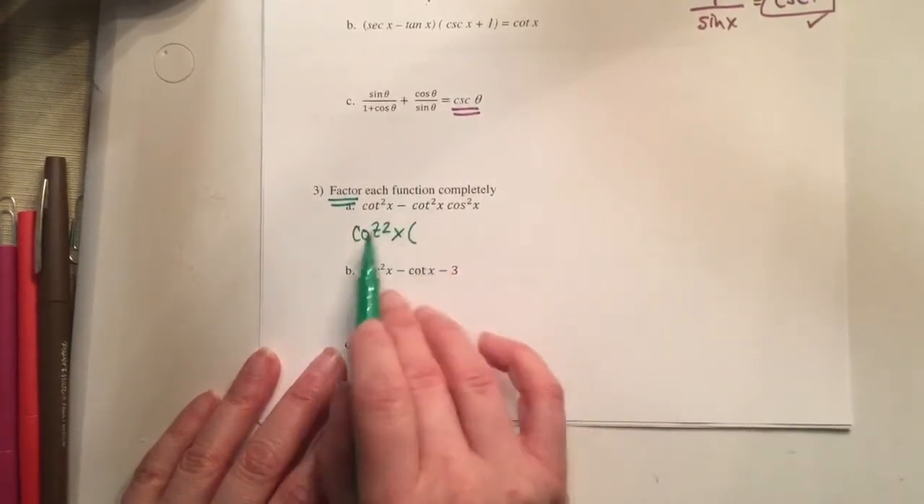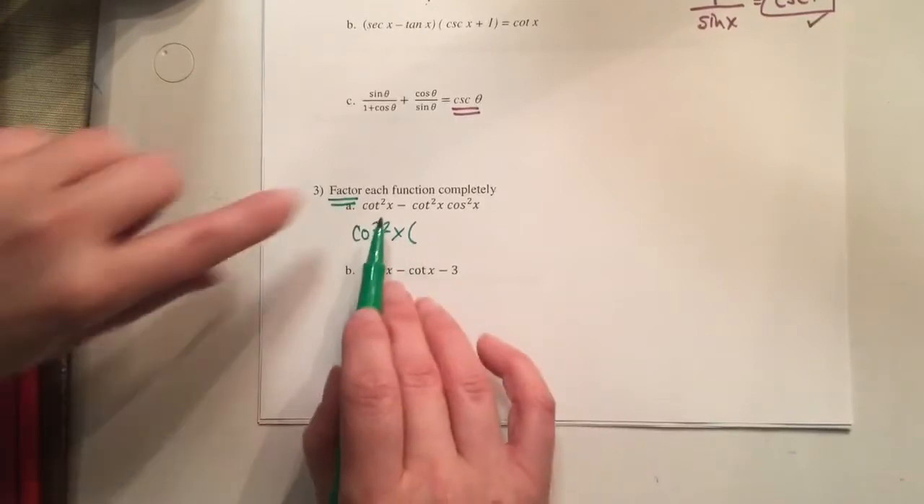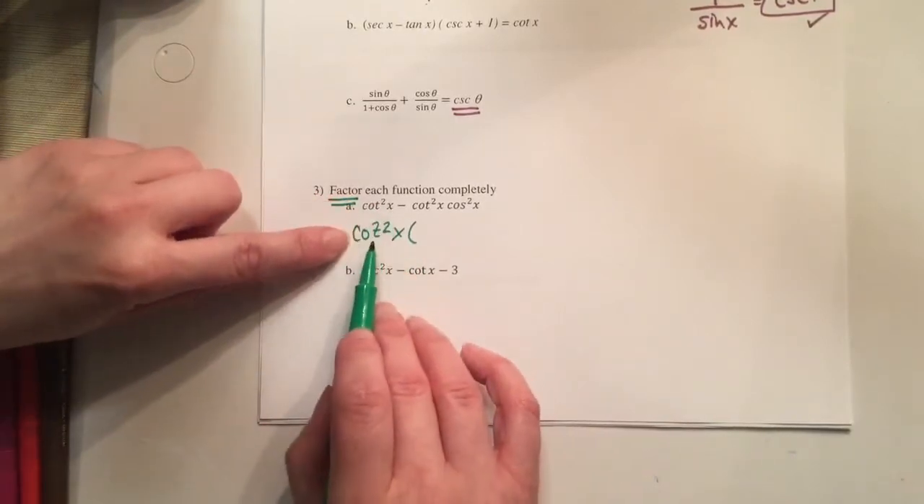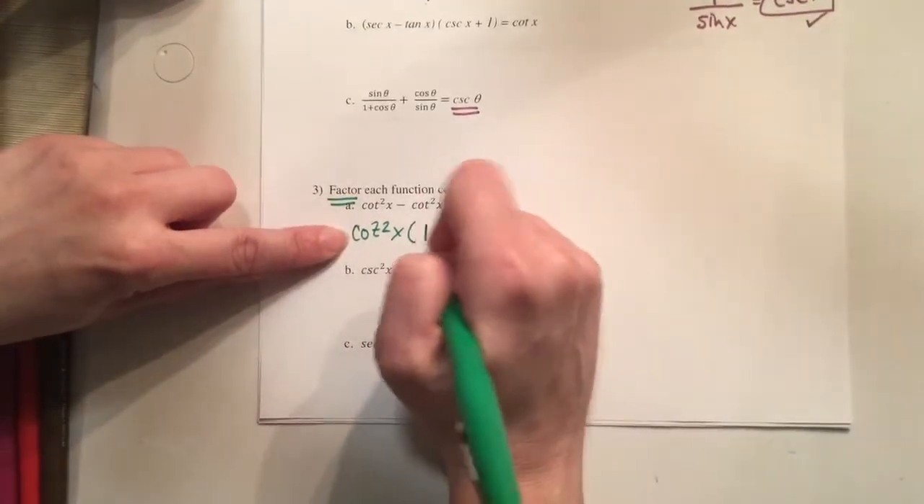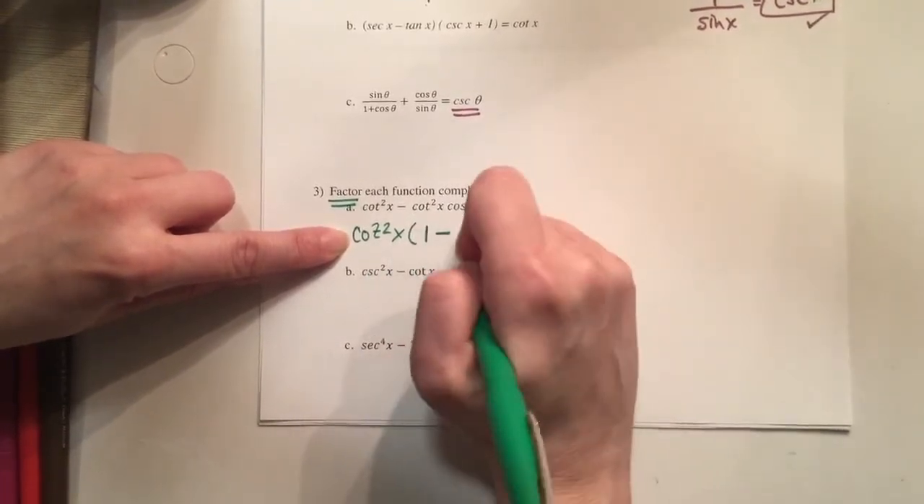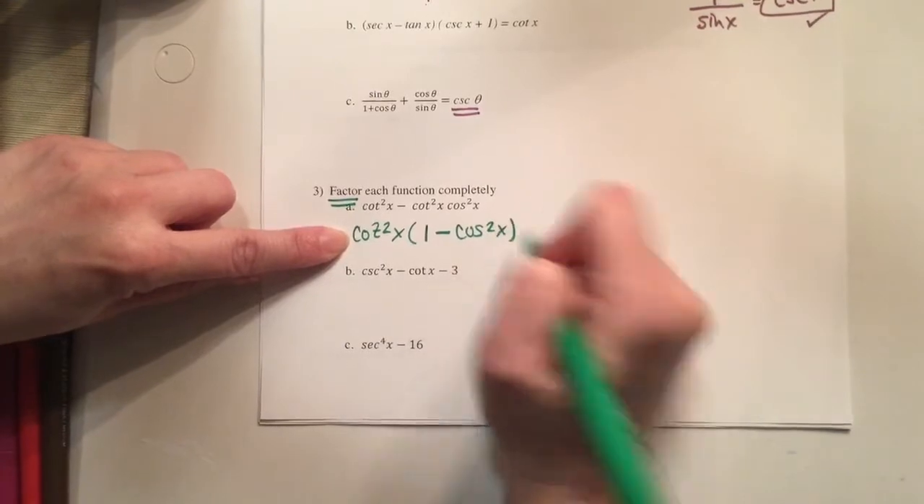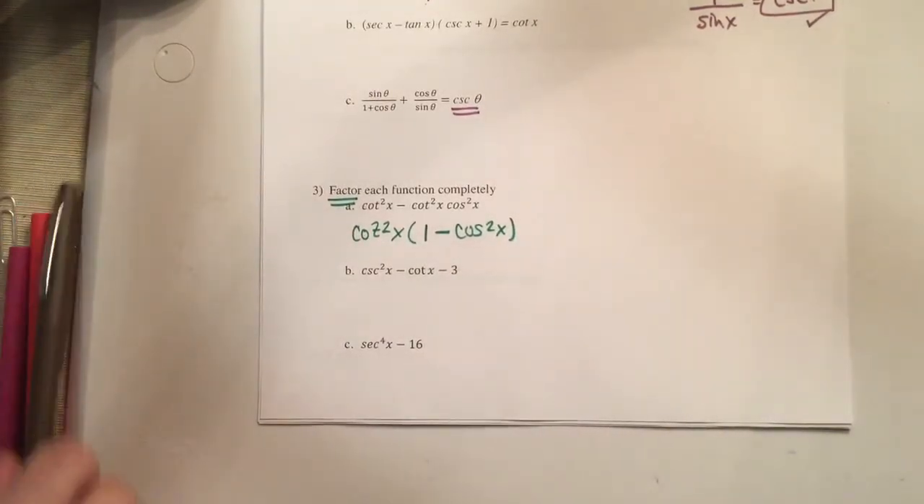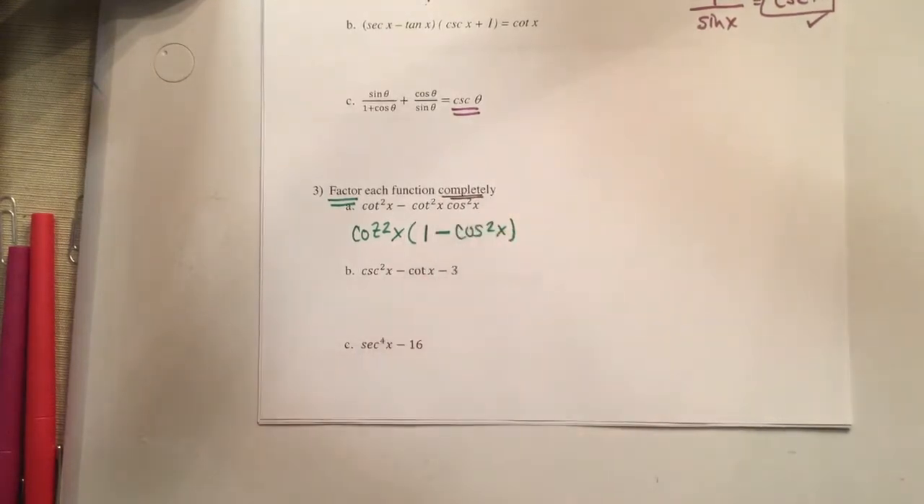Both of these terms contain a cotangent squared of x. If I take cotangent squared of x and I divide it by cotangent squared of x, I would have a 1. Minus cotangent squared of x, I took it on the outside, I just have cosine squared of x left. So step 1, I went ahead, I divided out the greatest common factor. But this says completely, meaning I get to a point where there's nothing more I can do.